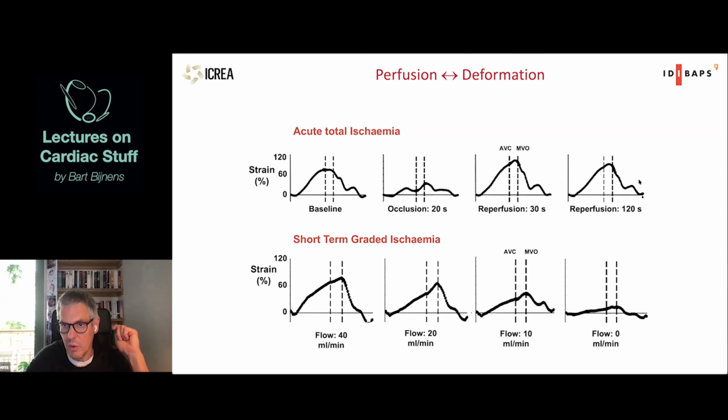You reperfuse, it normalizes. If you, however, gradually decrease the flow, so once you are at the critical flow and you decrease so that it becomes ischemic indeed, so that means that there's not enough oxygen for full normal functioning, what you see is that together with the decrease in perfusion, the systolic deformation gradually decreases and you have this post-systolic deformation.